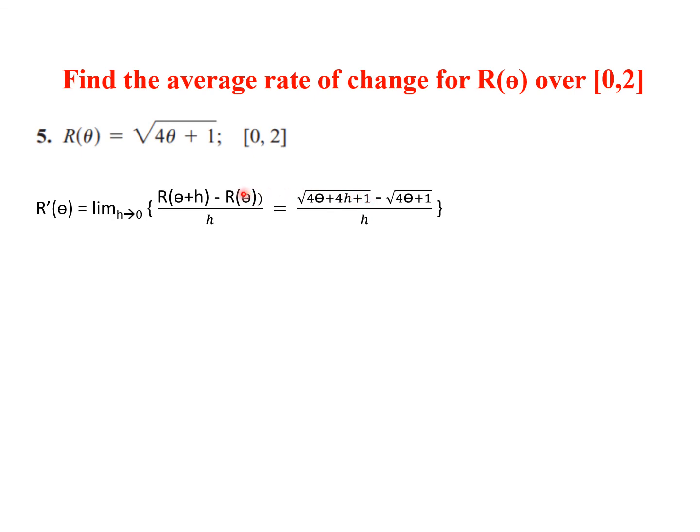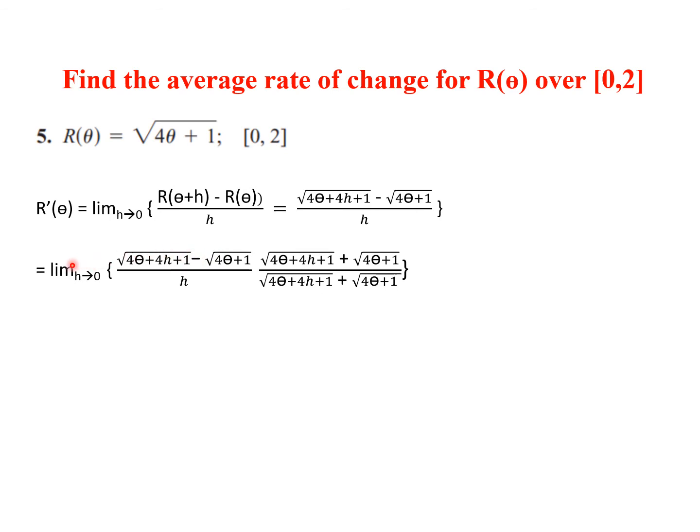And r of theta represented by its value, which is square root of 4 theta plus 1. Now that we have square roots involved in this part, we have to use the conjugate to get rid of the square roots. To do so, we multiply the numerator by the conjugate and the denominator by the conjugate, and that's what we're going to get.